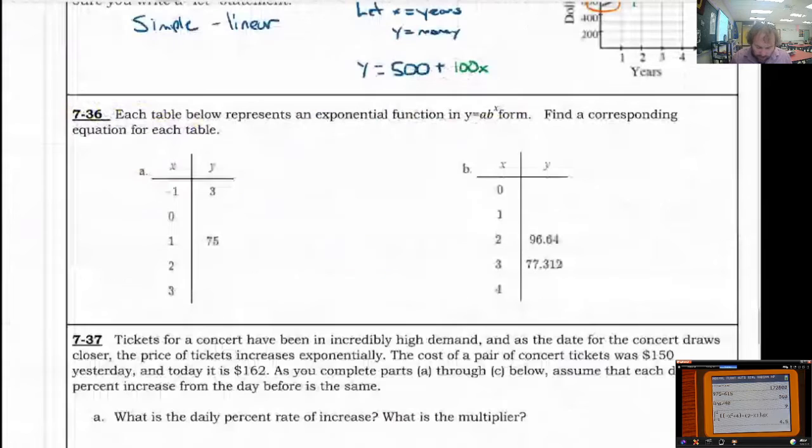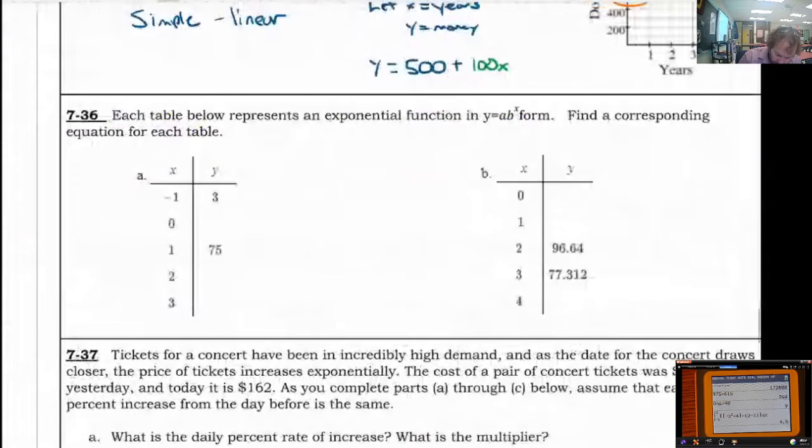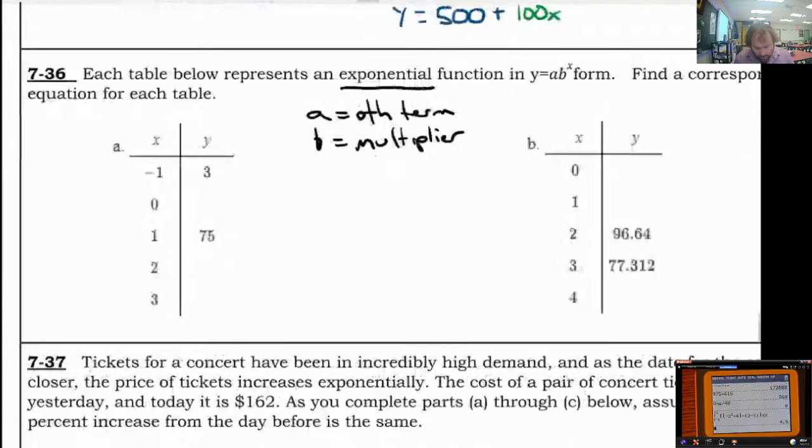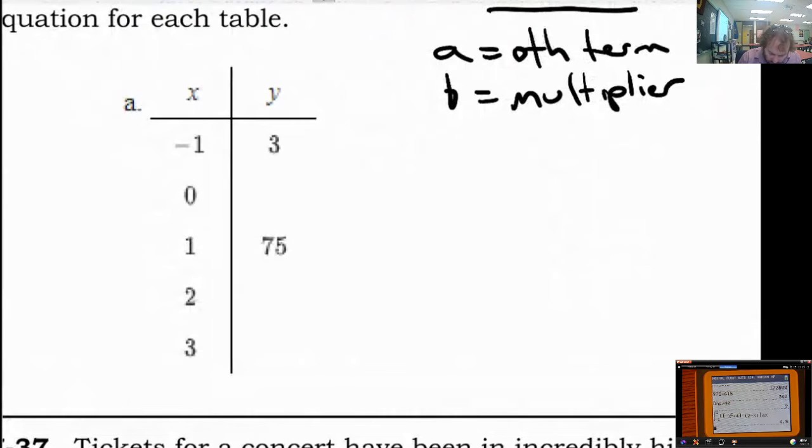736, each table below represents an exponential function in the form of a times b to the x. Find a corresponding equation. For a, we're going to need the zeroth term, and for b, we're going to need the multiplier. Right away for table 1, I noticed that we have to multiply 2 steps here to get from 3 to 75. I'm guessing it's going to be a whole number.